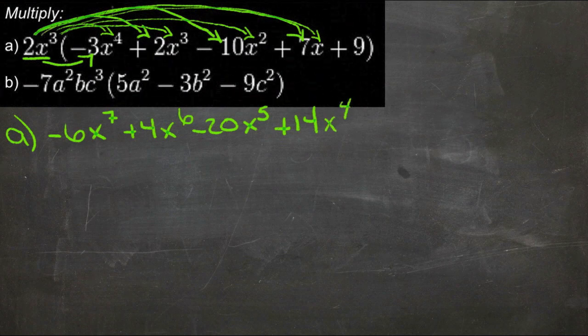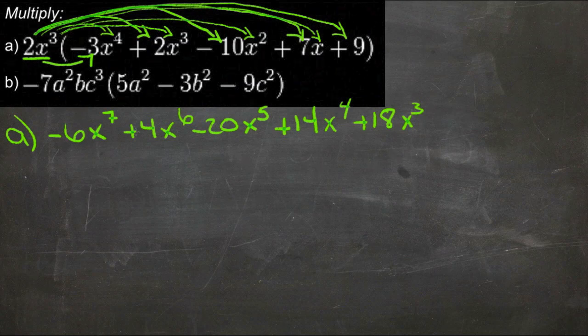And then finally we have 2 times 9, which is 18. And x to the 3rd doesn't have anything else it's multiplied by, so it just stays x to the 3rd. And we're even in descending powers of x. That's it. So for B, same process.